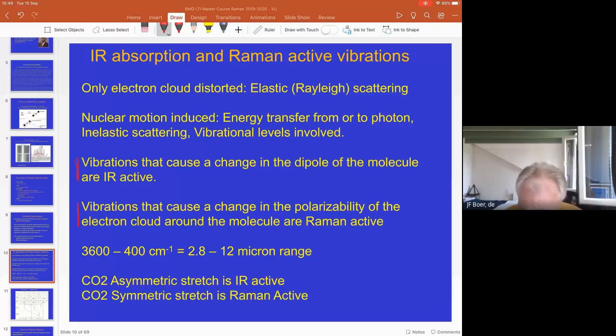So it is molecules that have a dipole moment that are infrared active, which means that they can directly absorb a photon. And then let's go to the polarizability.